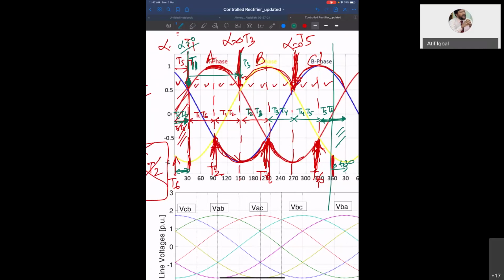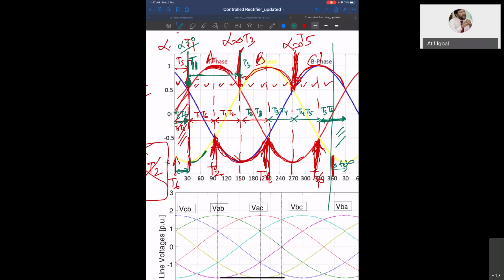So we have to check from the upper group. I told you that one from upper and one from lower will operate at one time. So from here onward, T1 is operating. But what is from the second group? Negative group. Which one is operating?